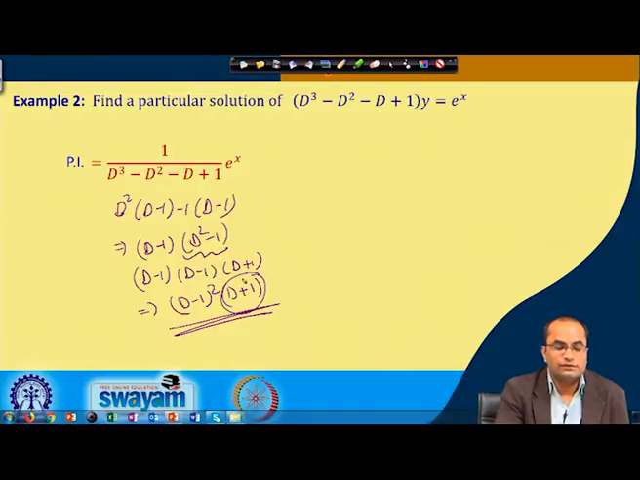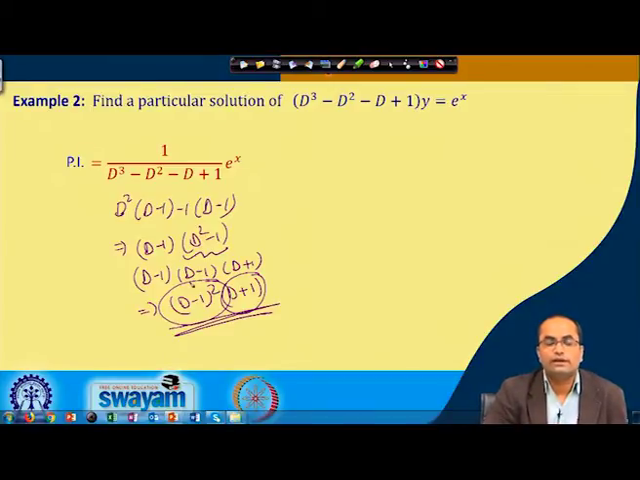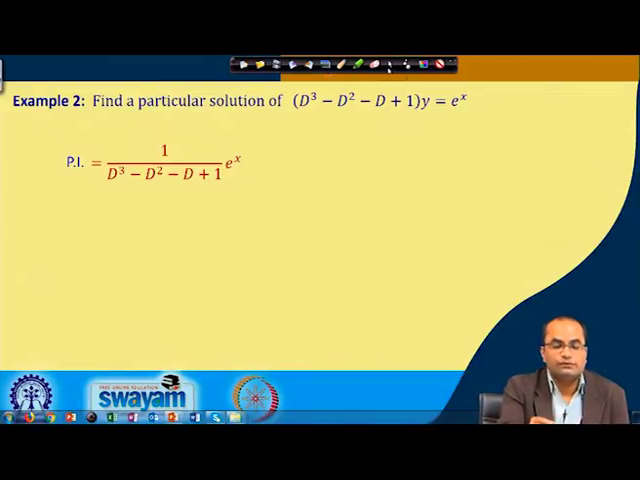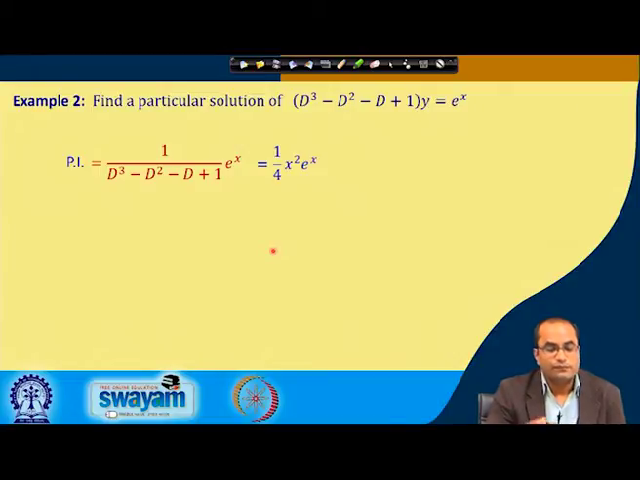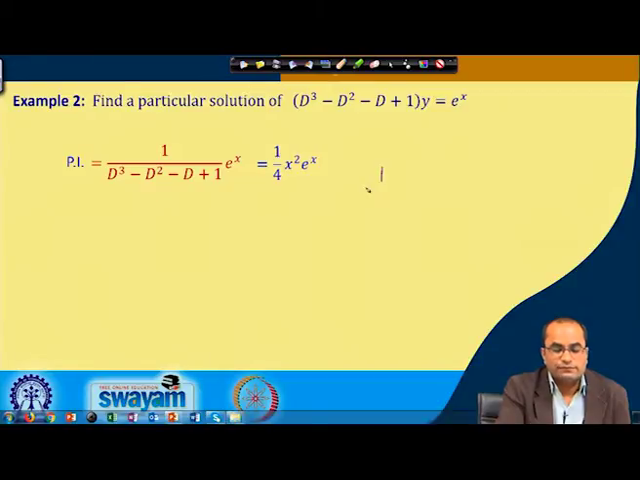is not making it 0. So, this will give simply 1 by 2 e power x, and then when we operate 1 over d minus 1 square on e power x, we have to use that formula which was derived earlier. What we will get there: x square by 2 e power x will come because of the 1 minus d square term, and 1 by 2 will come because we had here d minus 1 square and we have d plus 1, and the right hand side is this e power x.